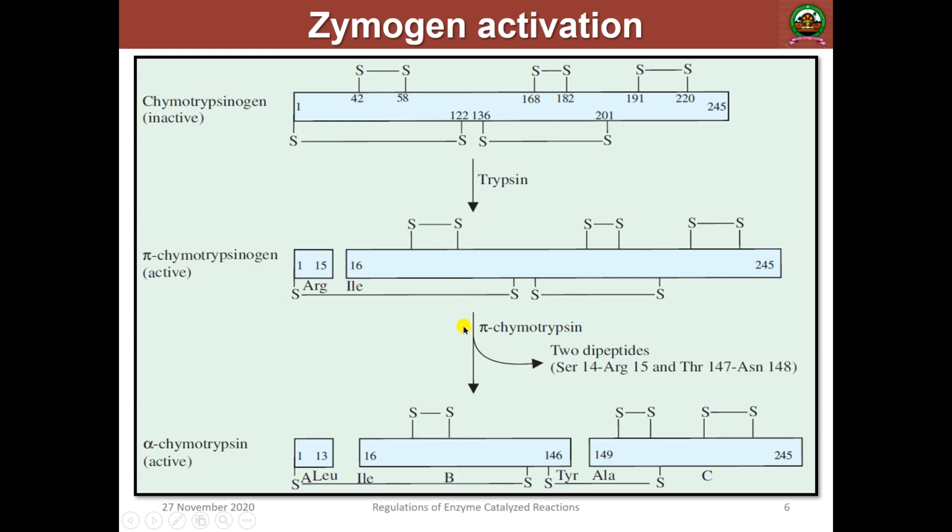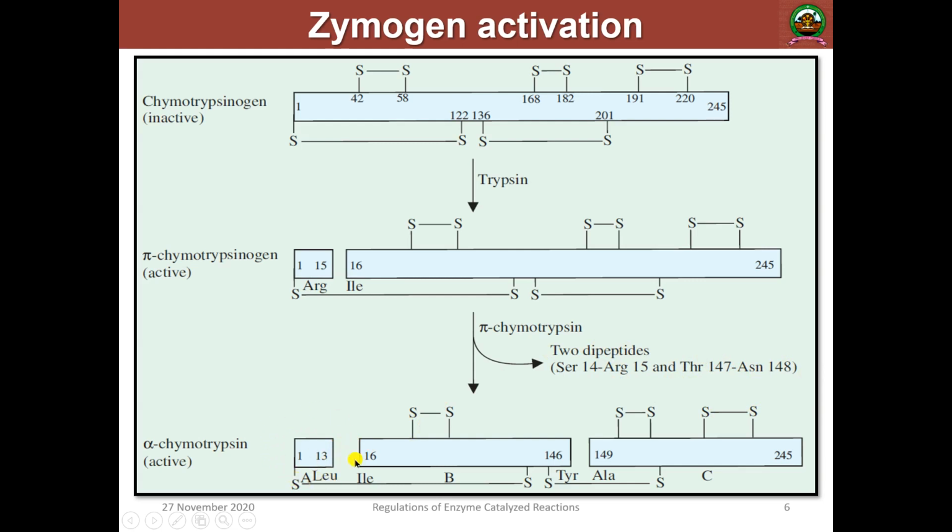Then again what will happen? This pi-chymotrypsin will again undergo some small rearrangement and cleavage. That is two dipeptides: serine 14 and arginine 15 will be cleaved, and threonine 147 and asparagine 148 will be cleaved. Okay, then you will have 3 fragments.